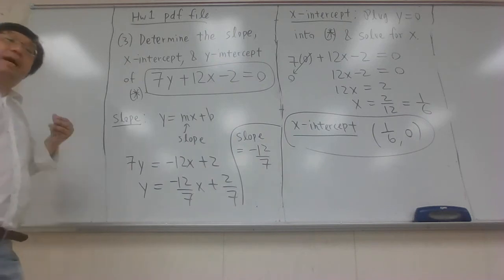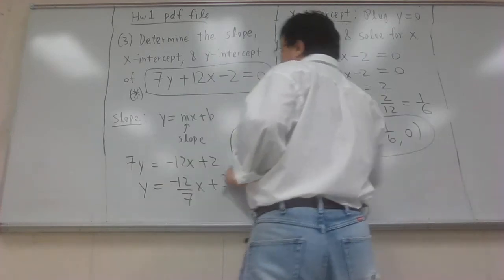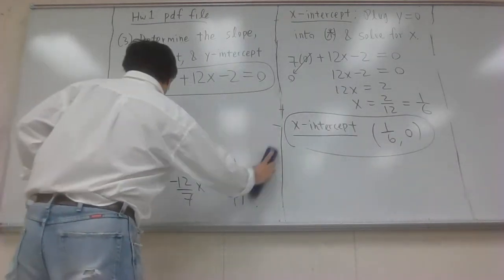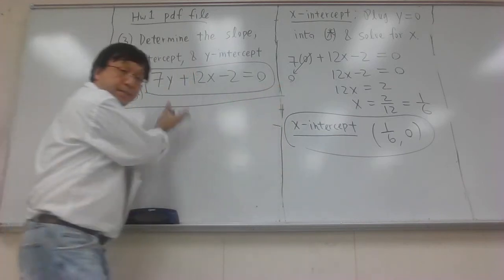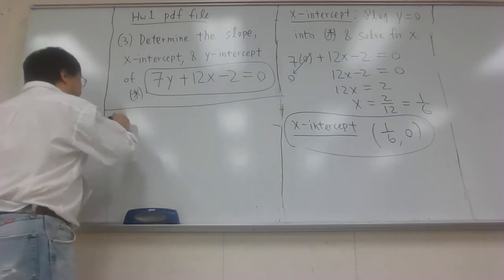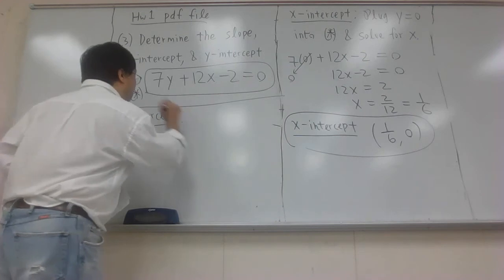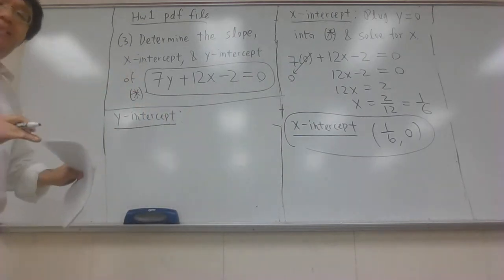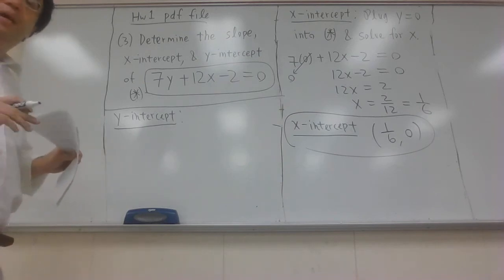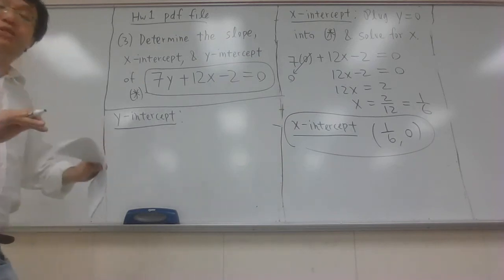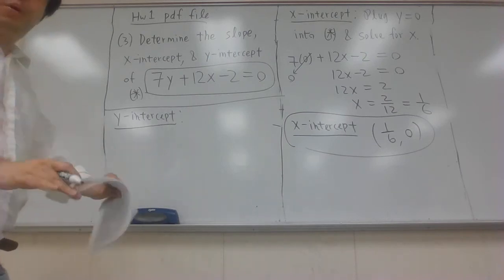Okay, now let's find the y-intercept. Let's compute the y-intercept. Now remember from last time how to find the y-intercept of a straight line. From last time, the y-intercept is the point on the straight line where x is equal to 0.